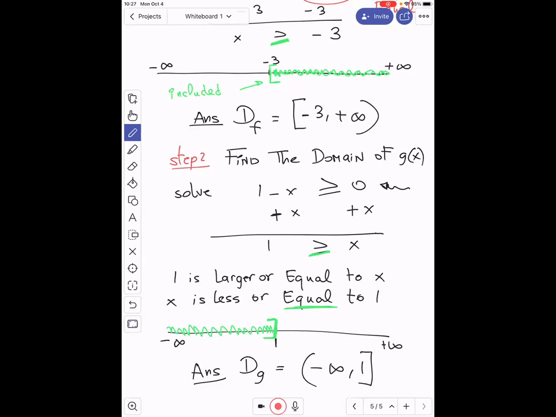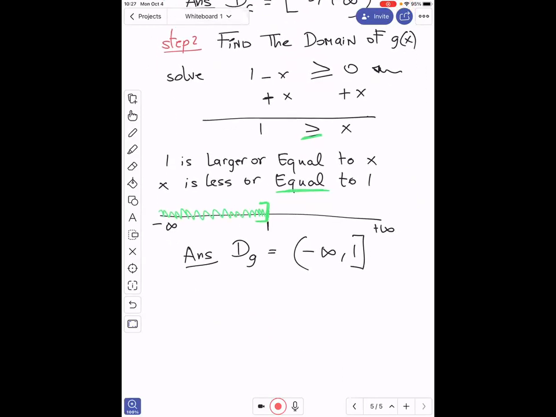Anyway, we got the domain of G, we got the domain of F. Now I can find the intersection domain, or common domain. And this is step number 3. So find the common or intersection domain.